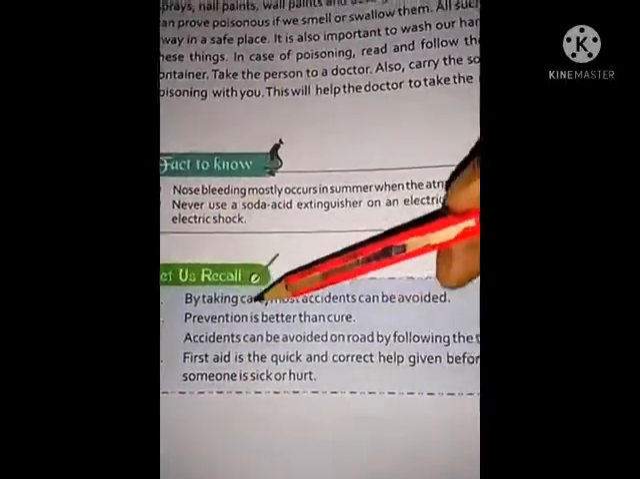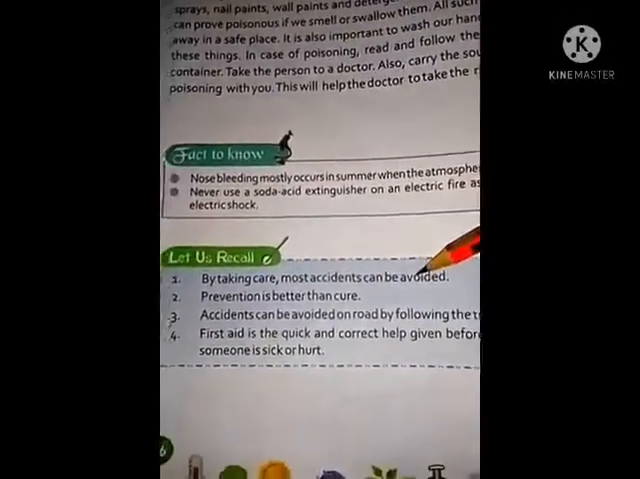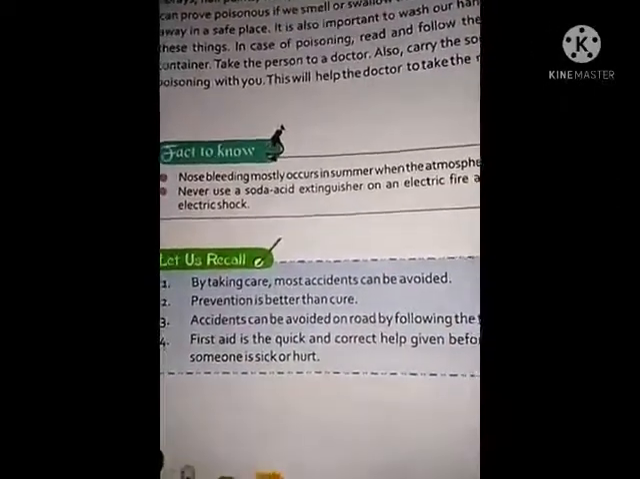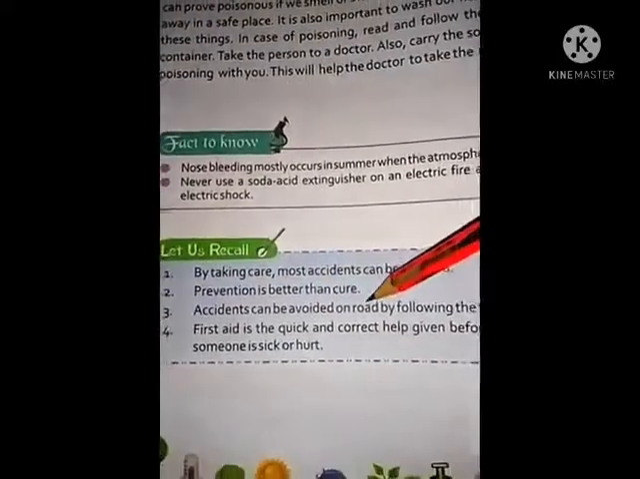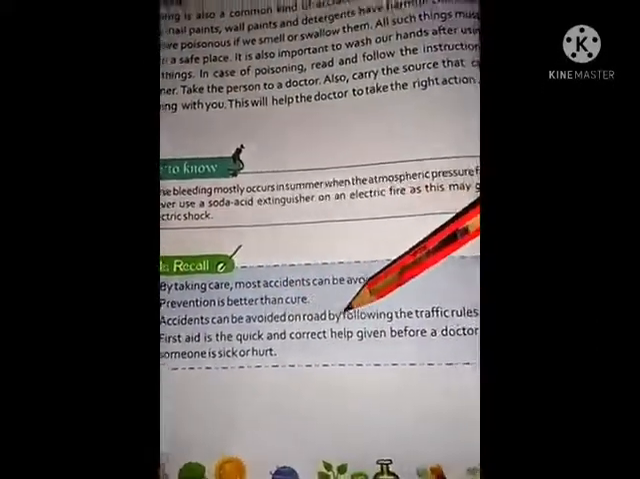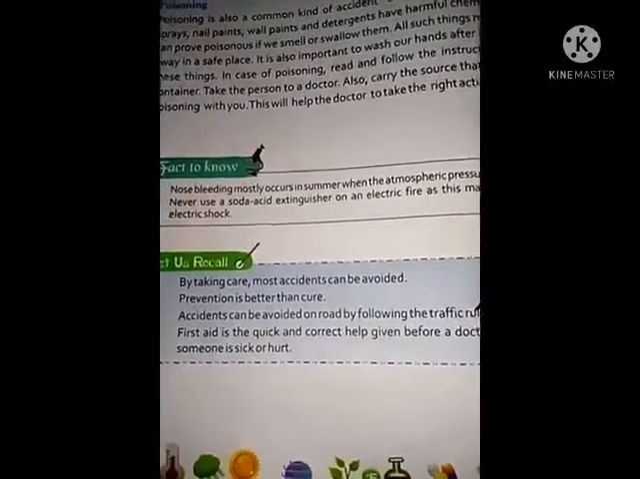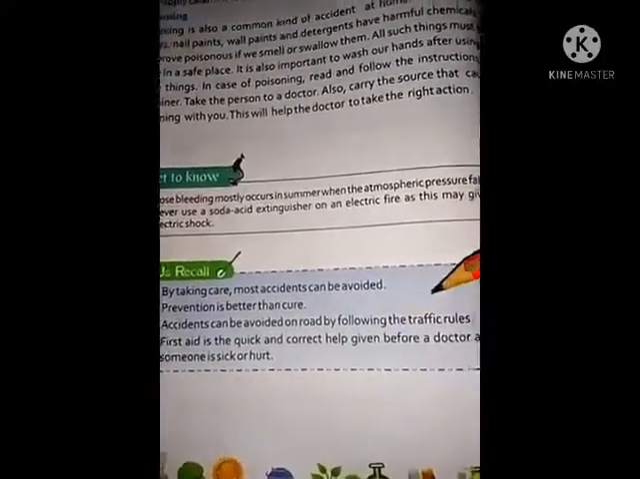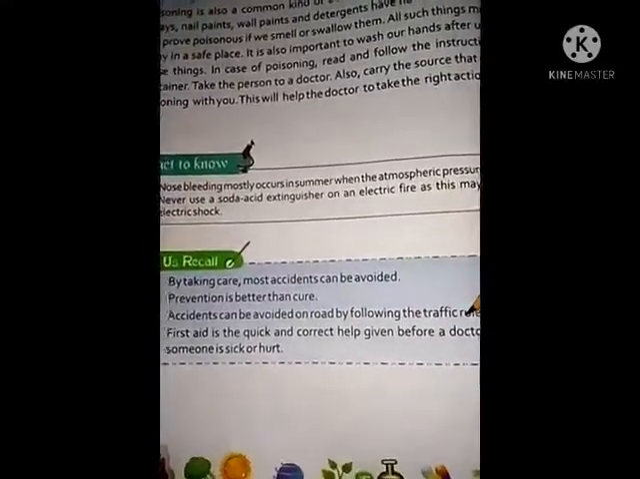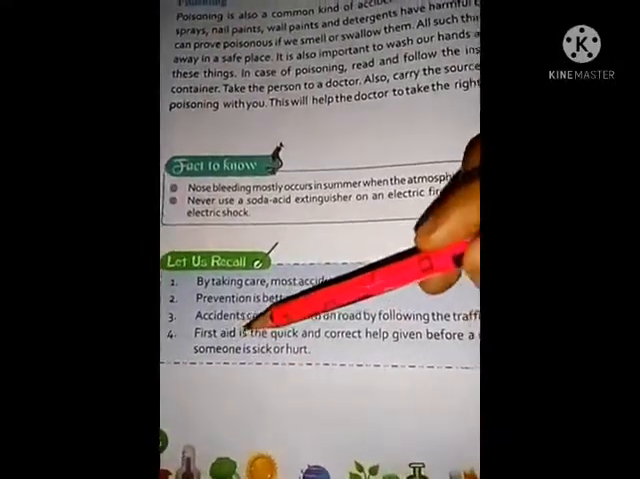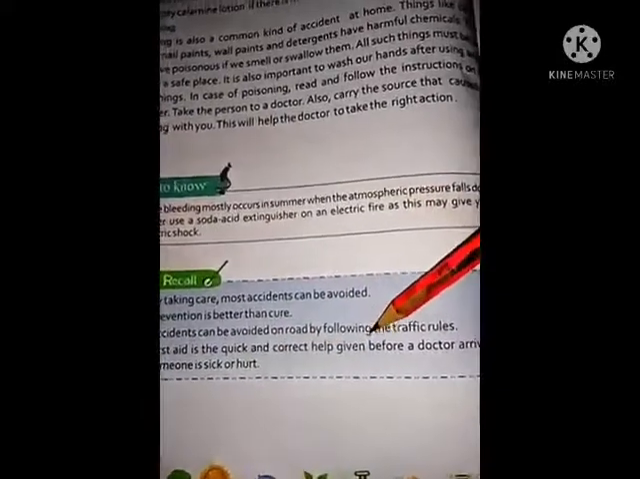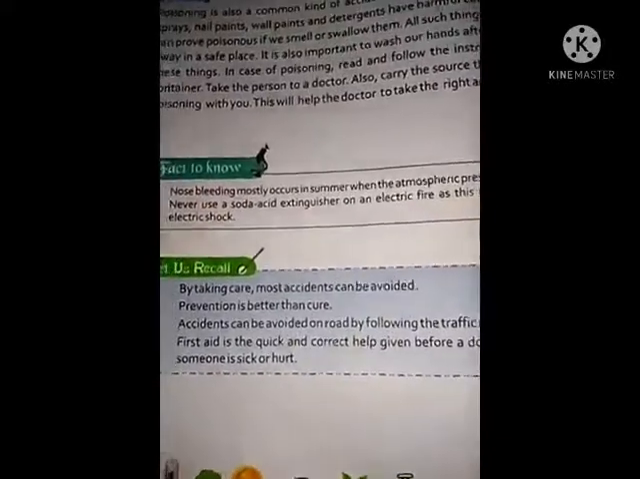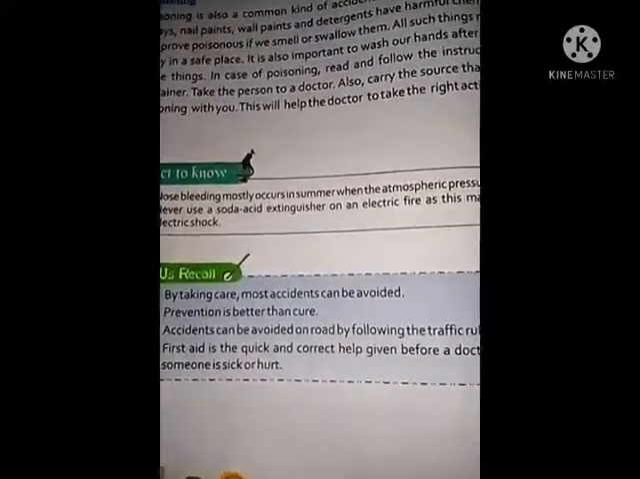Let us recall, by taking care most accidents can be avoided. Prevention is better than cure. We can avoid accidents on road by following some traffic rules which we have studied in our previous classes. First aid is the quick and correct help given before a doctor arrives when someone is sick or hurt. We have already discussed this.